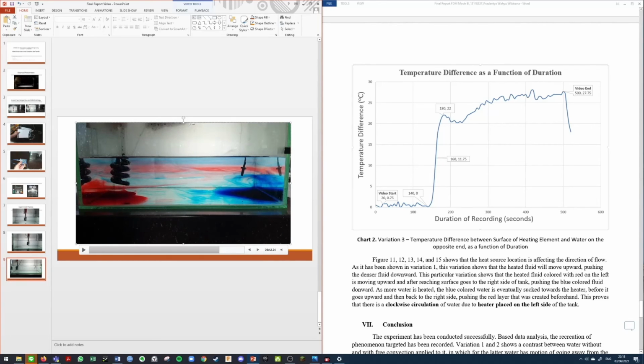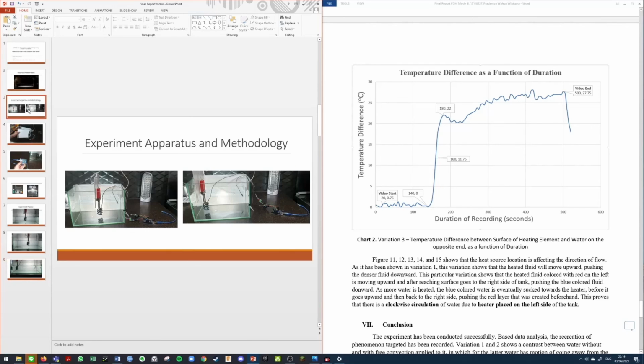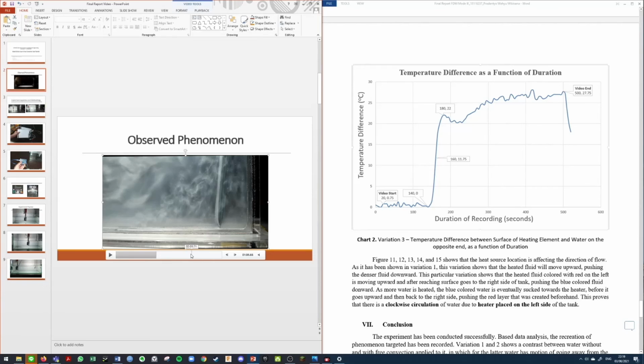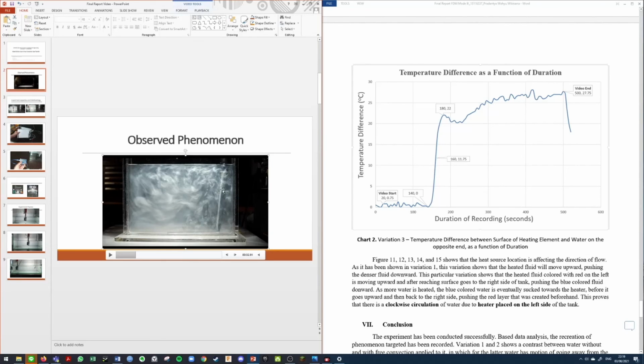Okay, so after that, the final thing is about the improvement. There is a lot of improvement that can be done here. Firstly, the heating element. This one is the best one, but it is very expensive, around 300 or 200. So I think it's going to take a lot of budget.